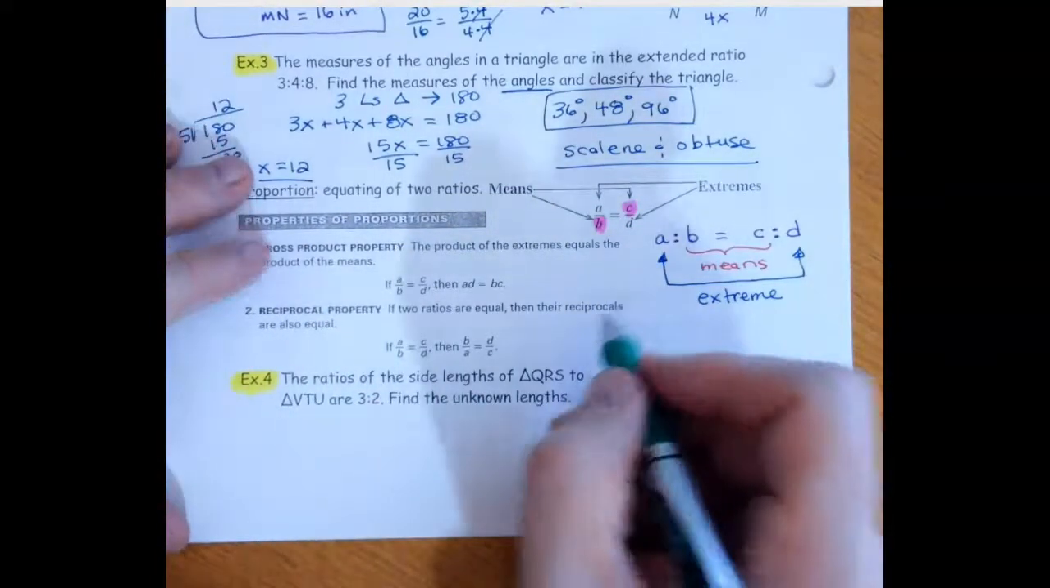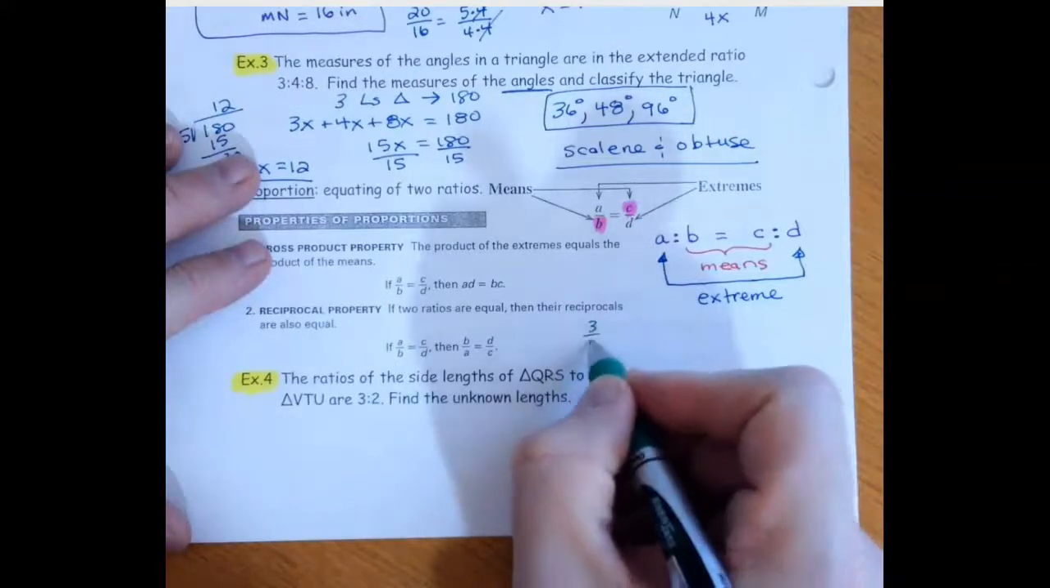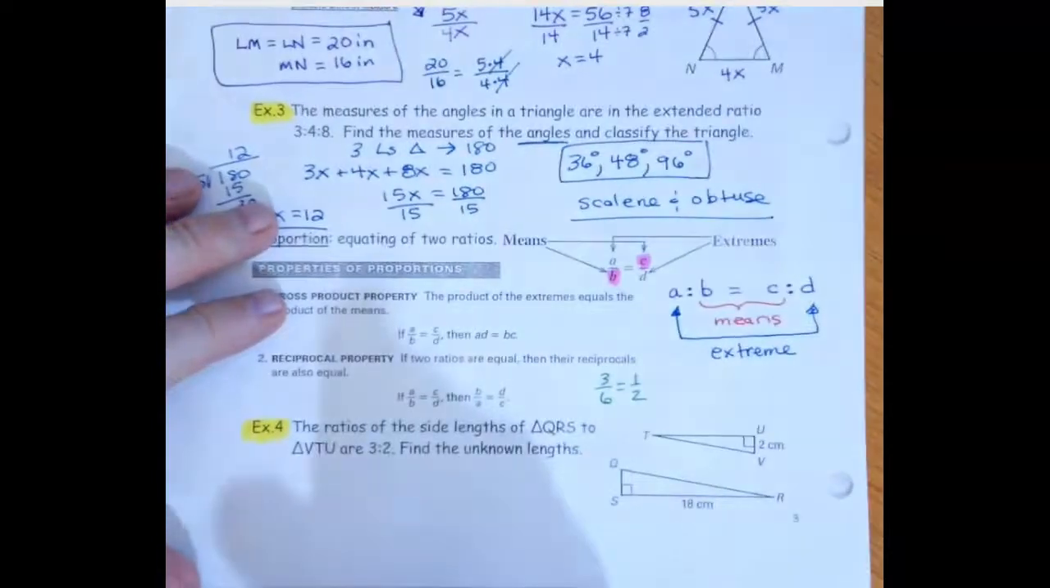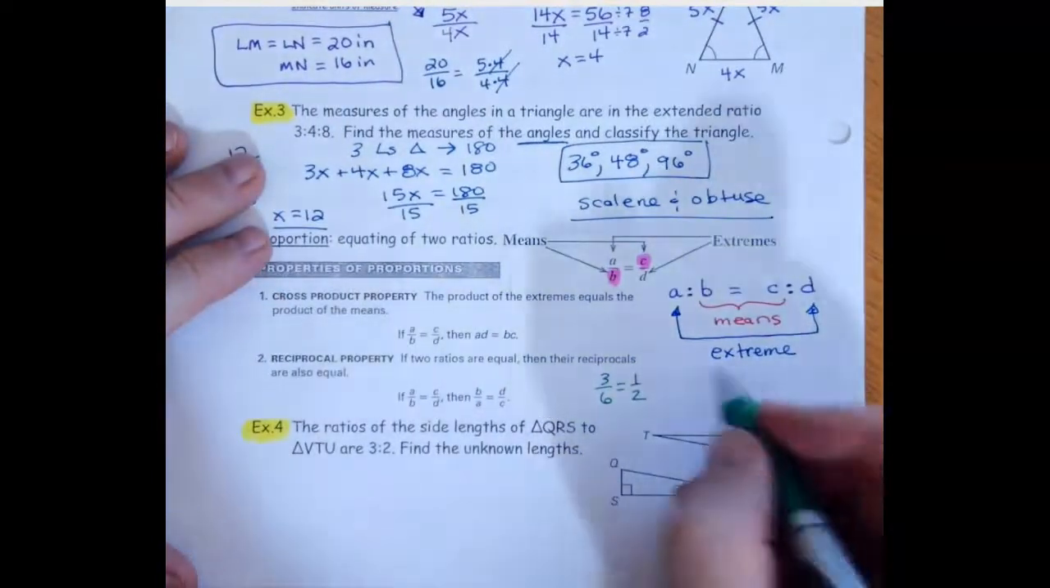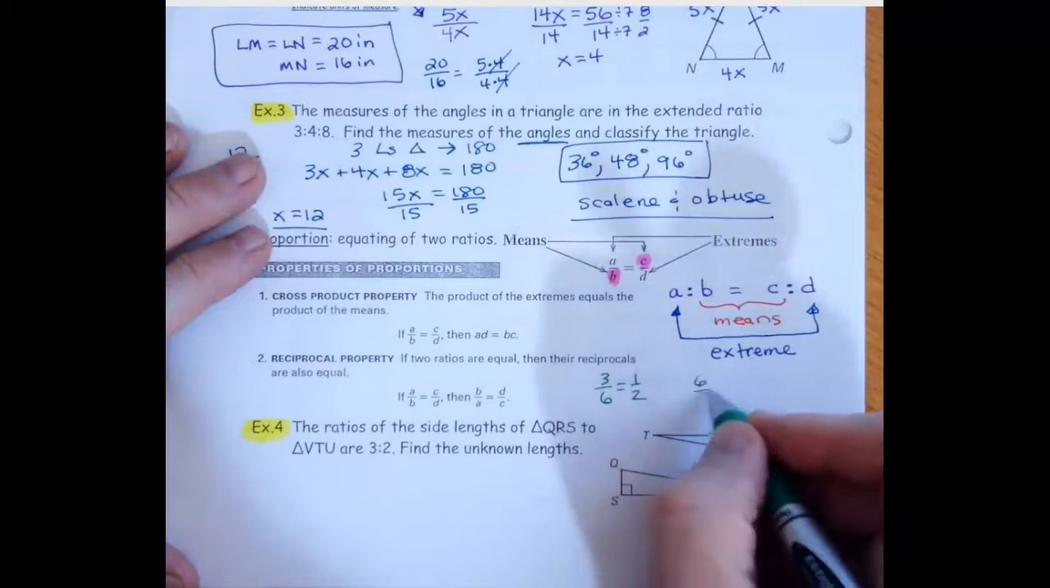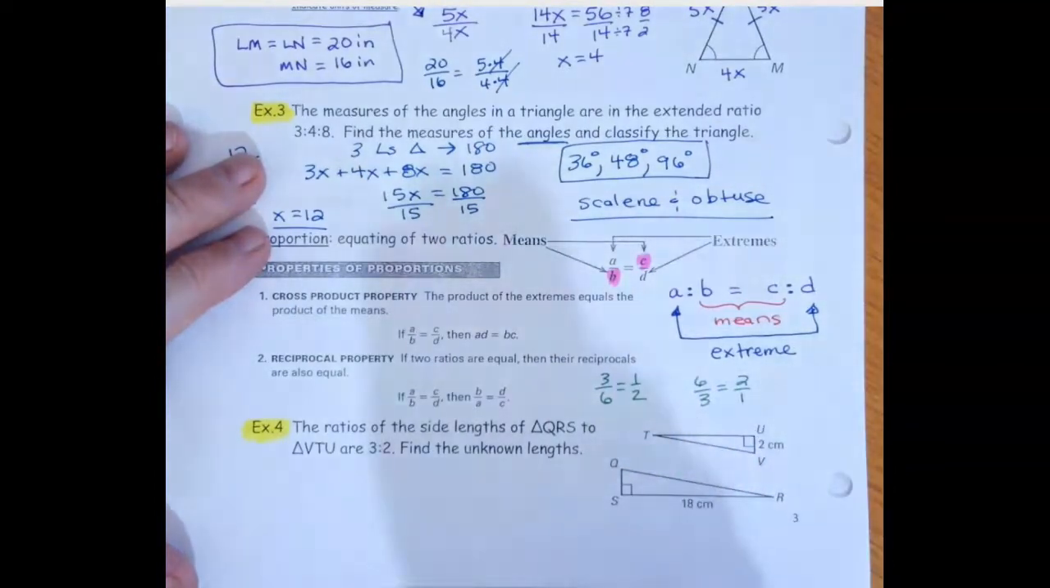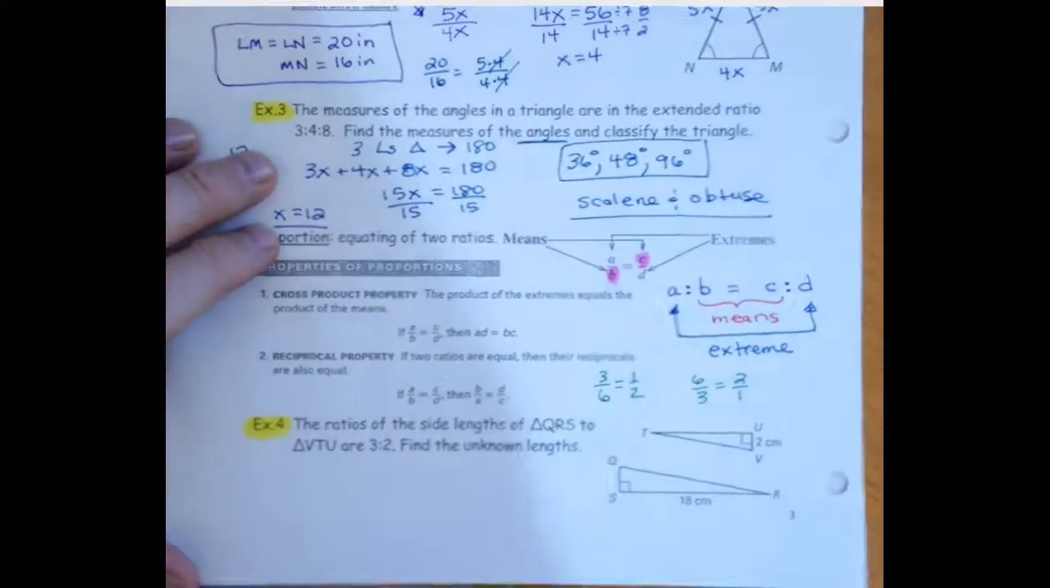We could make up an example and look at it. So think about 3 over 6 equals 1/2. Yeah, because 1/2 is the reduced version of 3 over 6. Now if we take the reciprocal of that, we'd have 6 over 3 and we'd have 2 over 1, and those are both still equal to each other. Those are both 2.